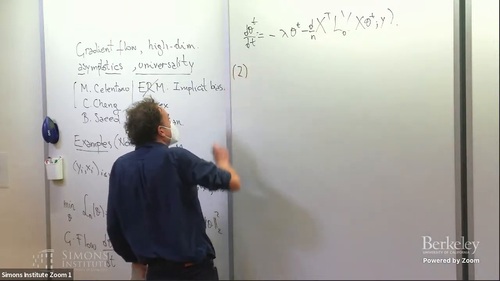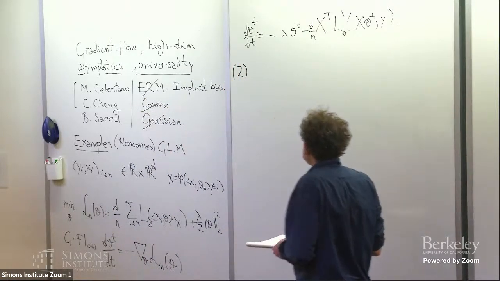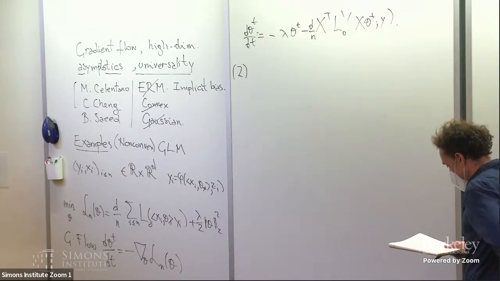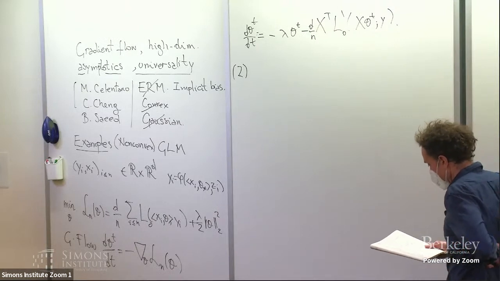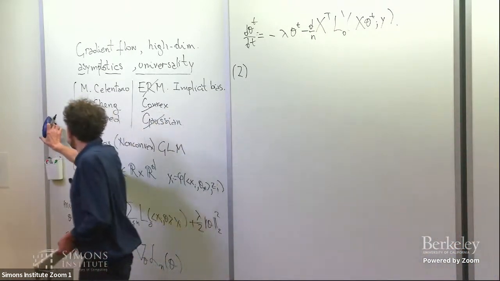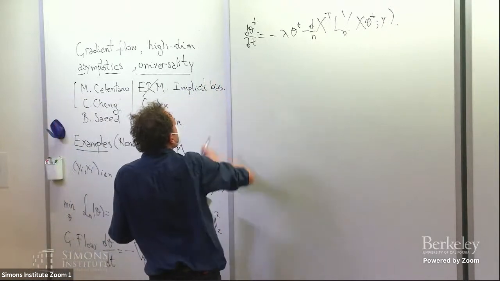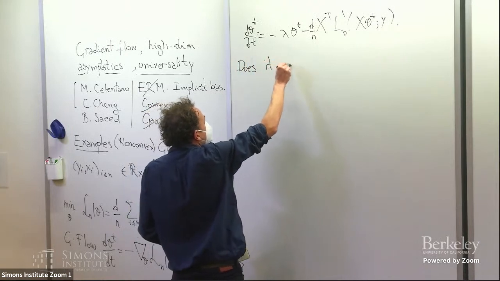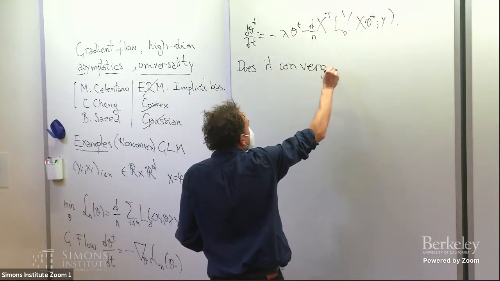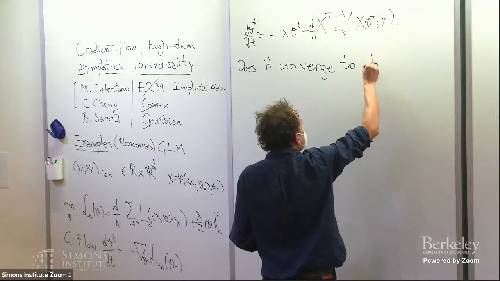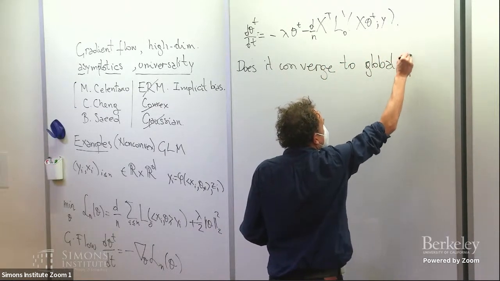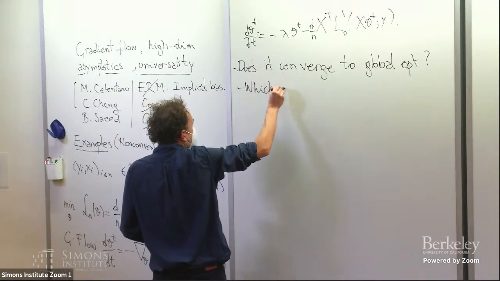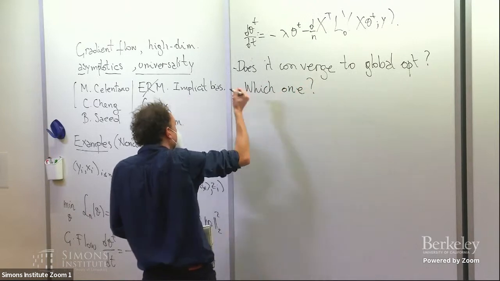In this case, we might want to know to which empirical risk minimizer this flow converges. Questions you might want to ask: does this converge? To a global optimum? If yes, which one? And in what time?